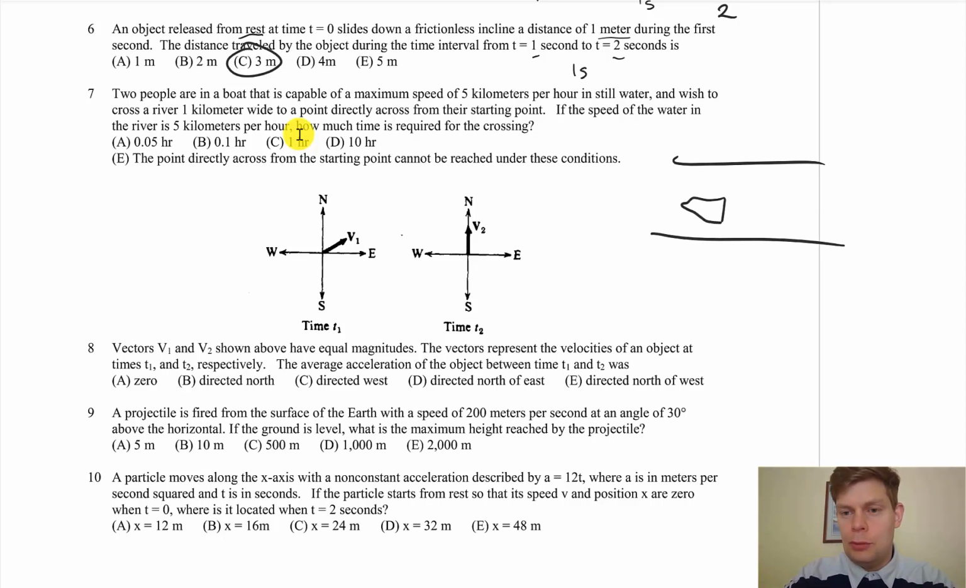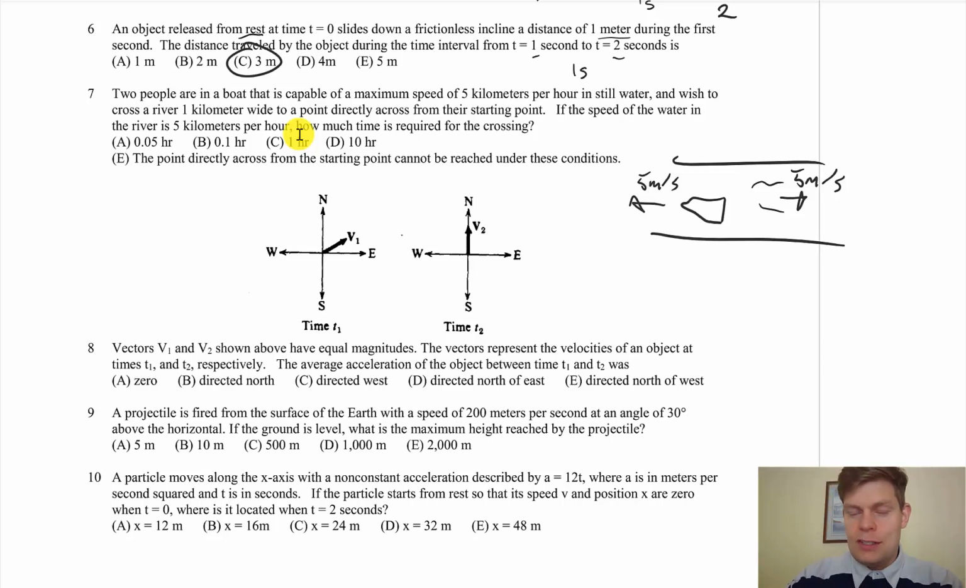That's a terrible boat, but whatever. If they're going 5 meters per second relative to the water, and the water is going 5 meters per second downstream, if they aim straight upriver, they will avoid being dragged down, but they won't go anywhere.